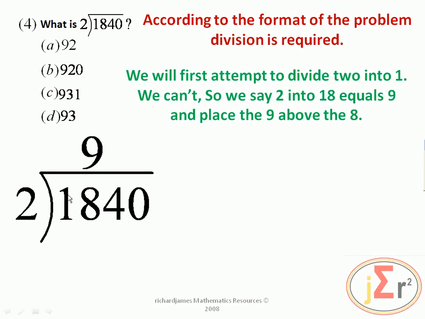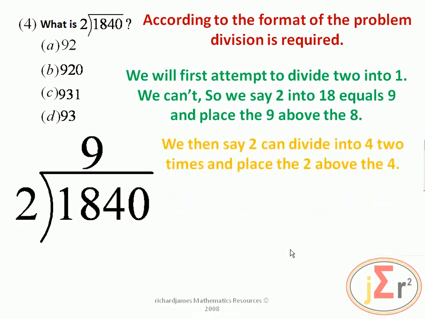Now, after 2 9s 18, or 2 into 18 goes 9 times, we say what next? We then say 2 can divide into 4. How many times? 2 times. So 2 into 4, 2 times. And then what next?